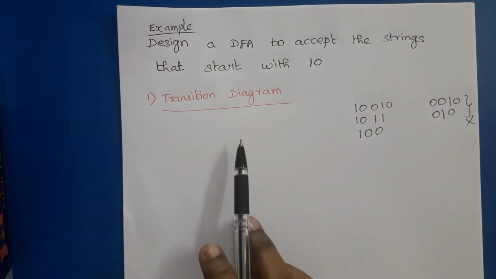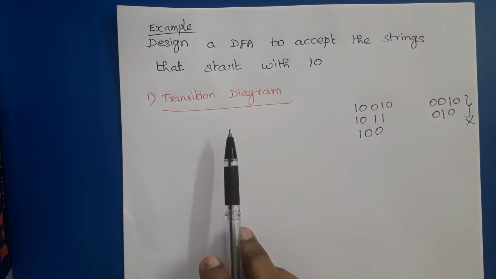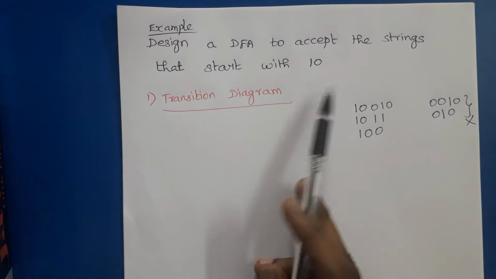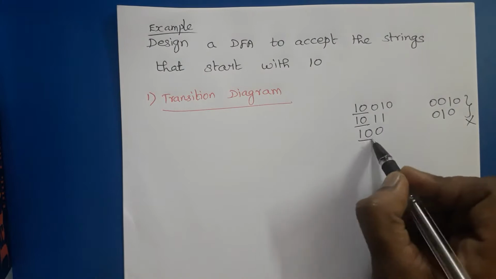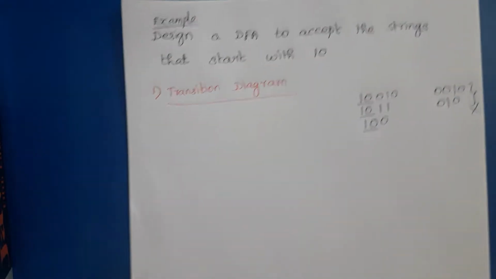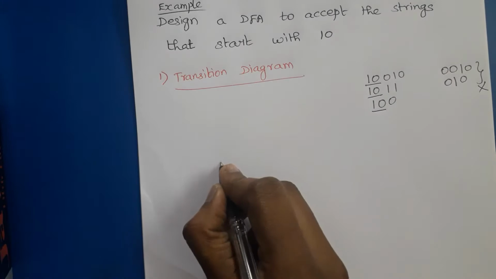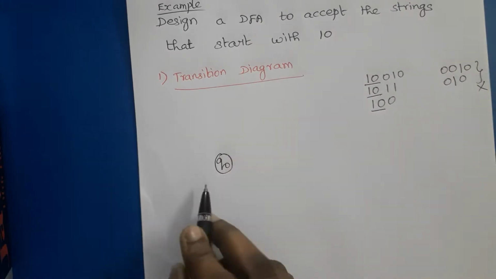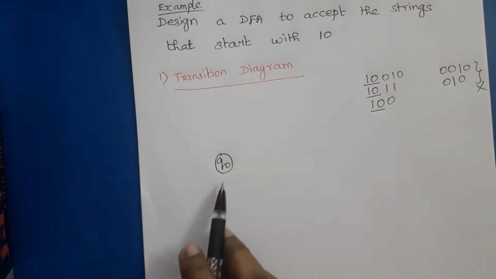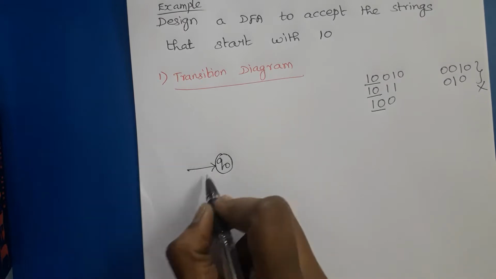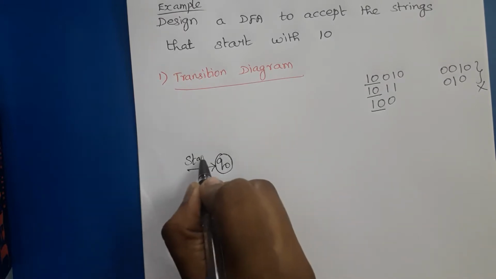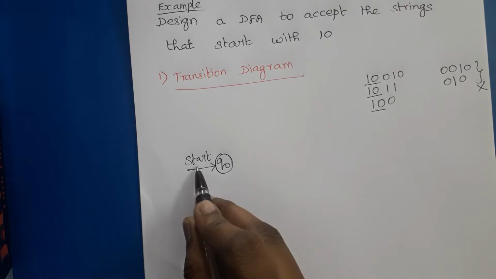There are three representations: one is the transition diagram, the second is the list of transition functions, and the third is the transition table. First we see the transition diagram for this problem. All the strings that start with 10 must be accepted by our DFA. So we can start with the state Q0. Assume that Q0 is the start state. In a transition diagram, the start state is normally represented with an arrow leading to that state, and this arrow should be labeled with the word start.